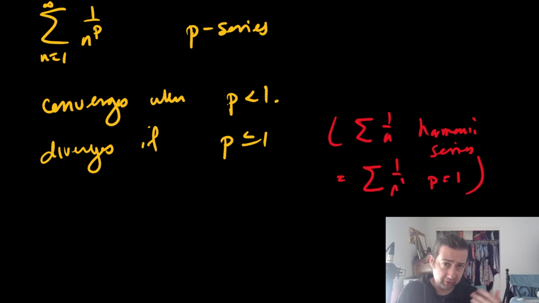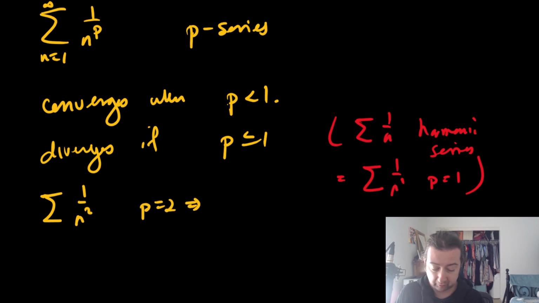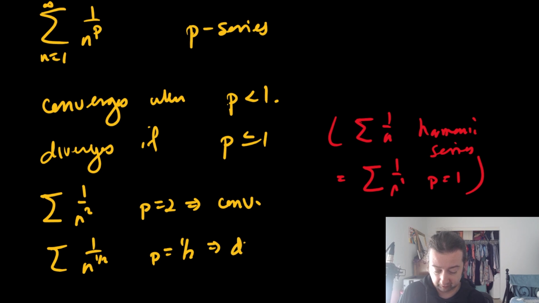Notice that this also picks up the first 2 motivating examples that we looked at. So if we look at the sum of 1 over n squared, this has p is equal to 2, and therefore it converges. If we look at the sum of 1 over n to the 1/2, that's p is equal to 1/2, and therefore divergent.